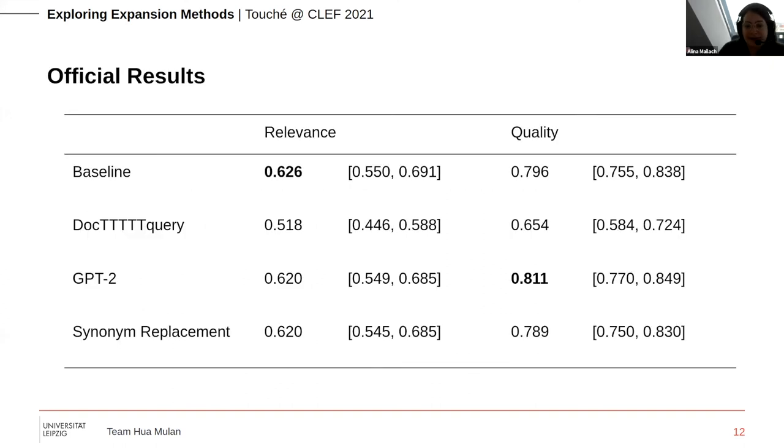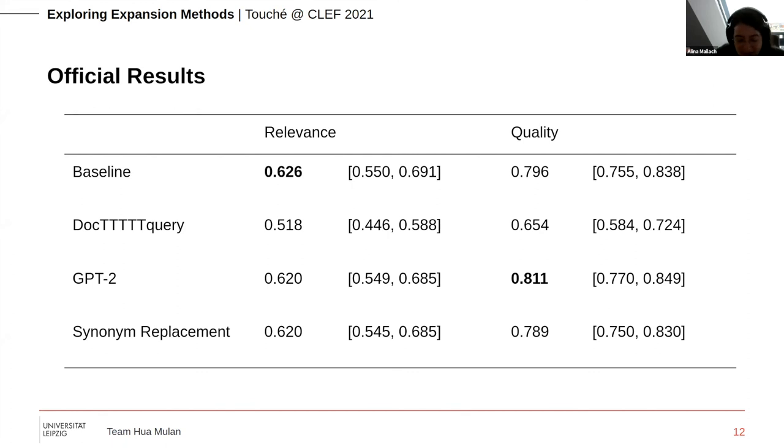So our results: we did not improve on the baseline. All of them were pretty close except for docT5query. In terms of quality, GPT-2 surprisingly outperformed the baseline, although we expected it to be more boosting the relevance of an argument. We found this in general.